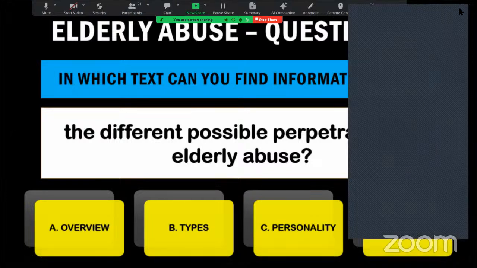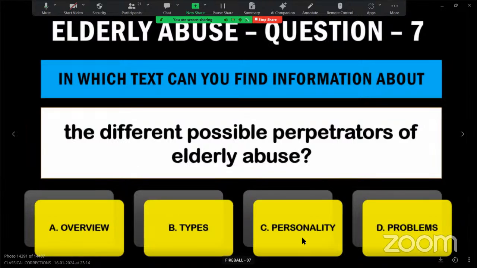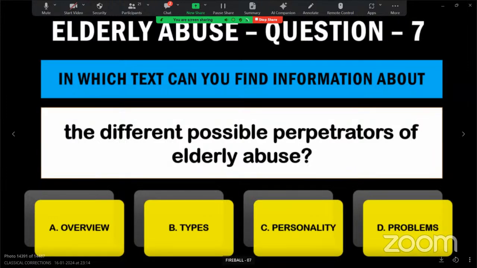Yes, please. Give your option. Think about this one. Which text will it go to? Overview or types or personality or problems? A, B, C, D. Give your choice. It will be in general information, overview, types or kinds. B, personality or behavior. And C, D, problems, issues, concerns. Okay, like that one.